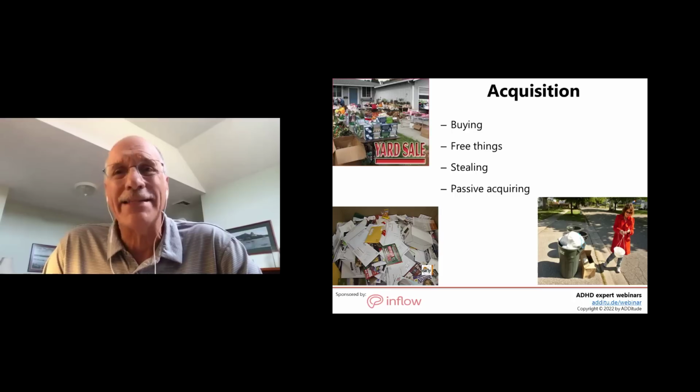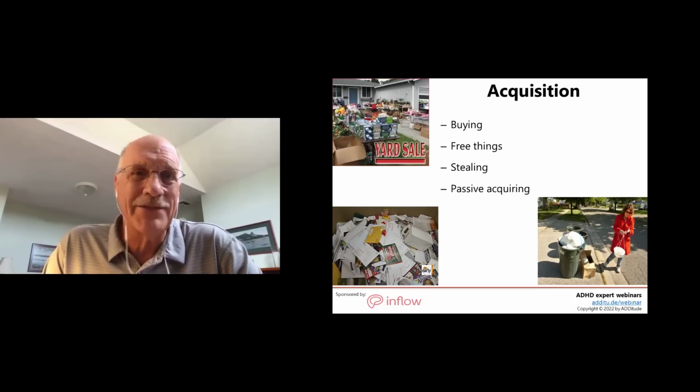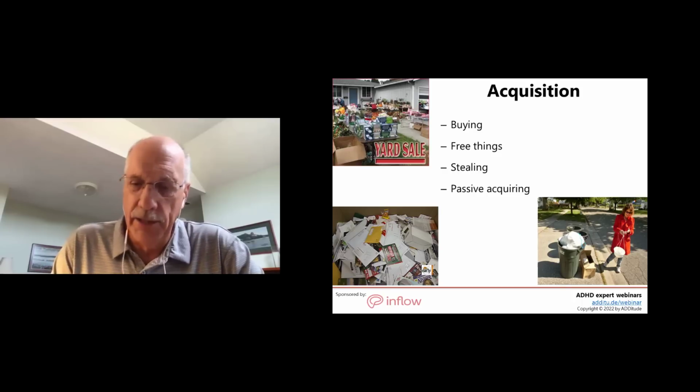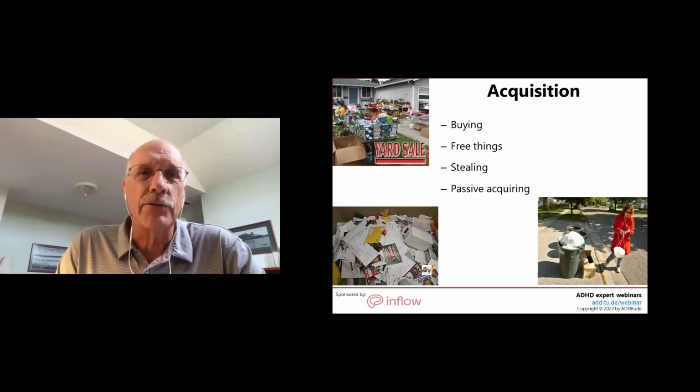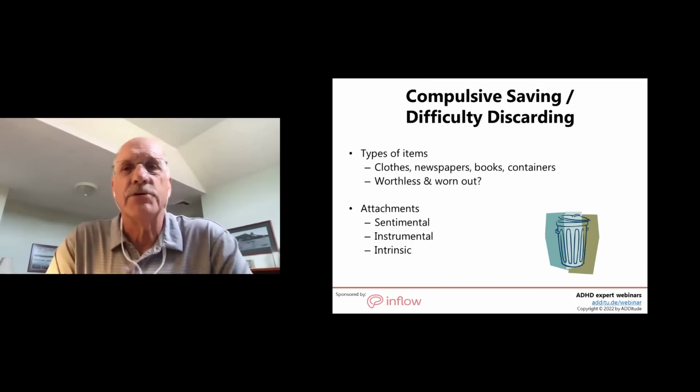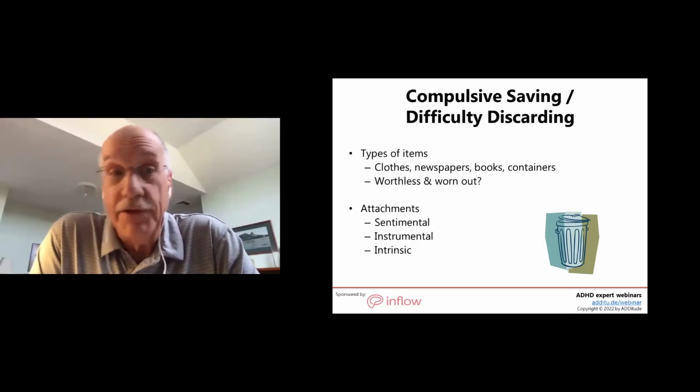And then finally, passive acquisition. This junk mail that comes into your house, if you don't get rid of it, that can accumulate as well. So that's the acquisition feature. The compulsive saving or difficulty discarding feature.